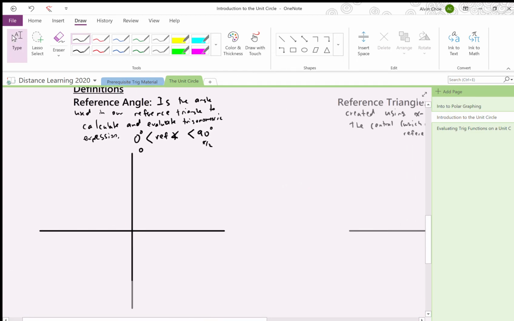So let's just do a practice of drawing a reference angle. Let's ask you to draw that reference angle of 315 degrees, which is the same thing as 7 pi over 4. It's the same thing as pi over 4s, so you're going to have 8 pi over 4, 7 pi over 4.